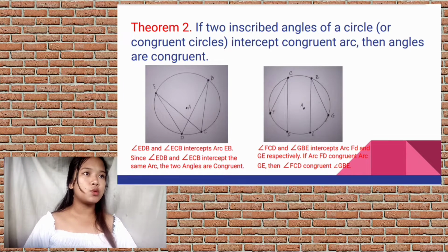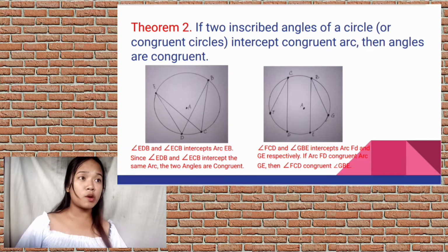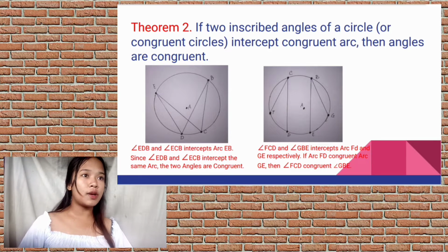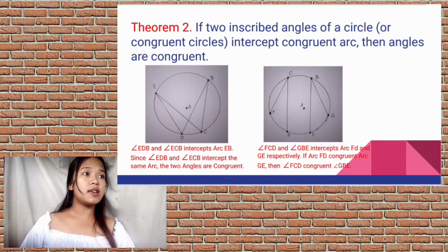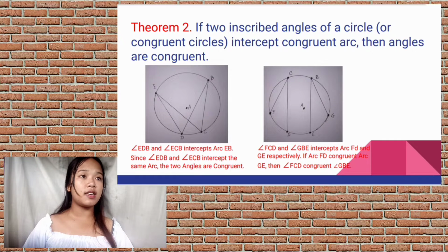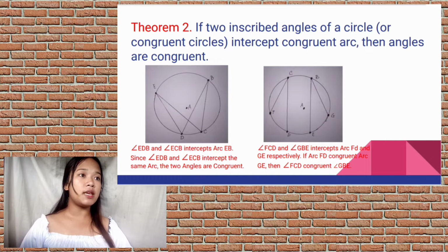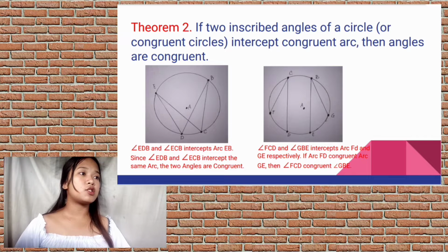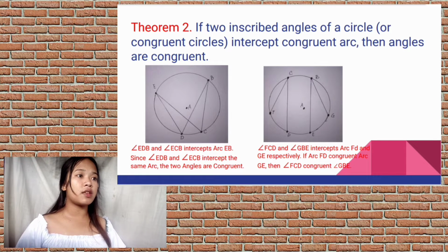So next, theorem 2. If two inscribed angles of a circle or congruent circles intercept congruent arcs, then the angles are congruent. So angle EDB and angle ECB are inscribed angles, intercepting arc EB. Since angle EDB and angle ECB intercept the same arc, therefore the two angles are congruent. The measure of angle EDB is the same as the measure of angle ECB. So we can say they have the same measure if the two angles intercept one arc.